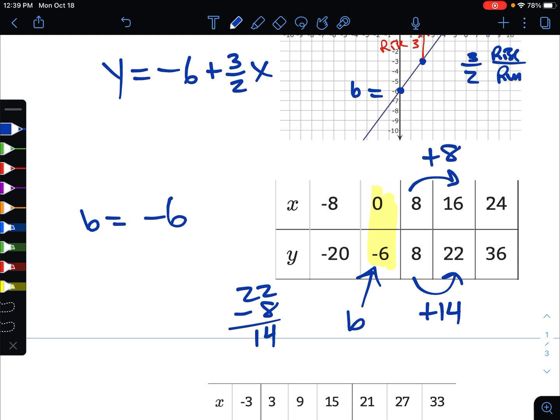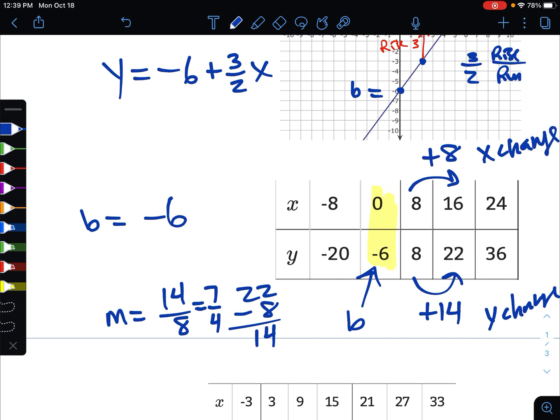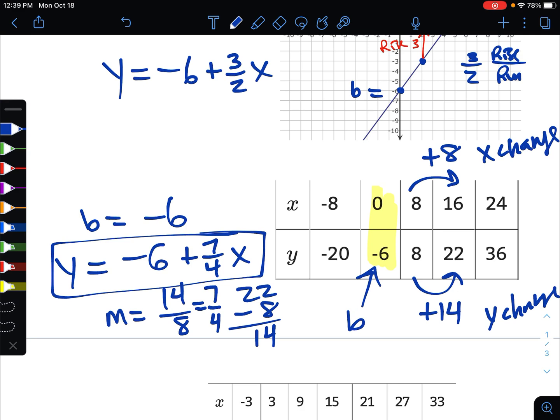So 14 over 8 would be our slope, which you could simplify if you'd like. You could call this 7 over 4. That's equivalent to 7 over 4. So that would be our m, because it's the y change over the x change. So our equation then would be y equals the b plus our slope times x. That would be our equation for that one.